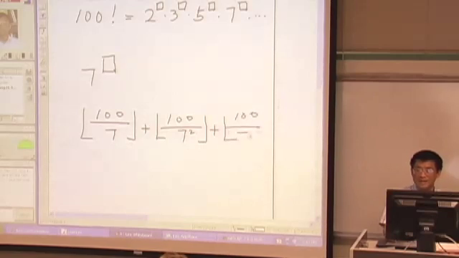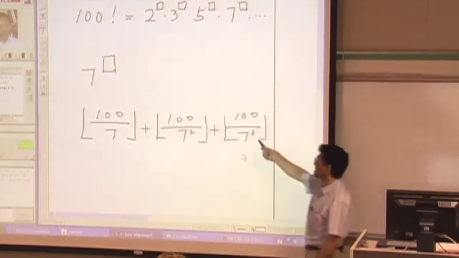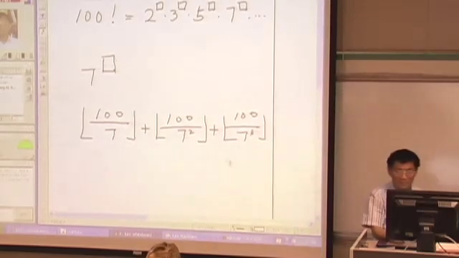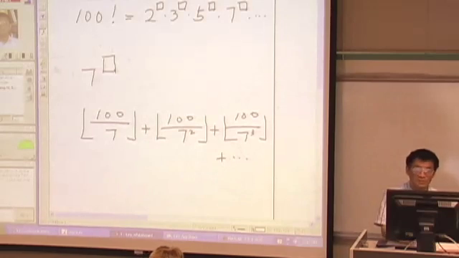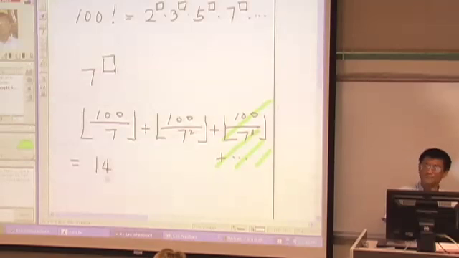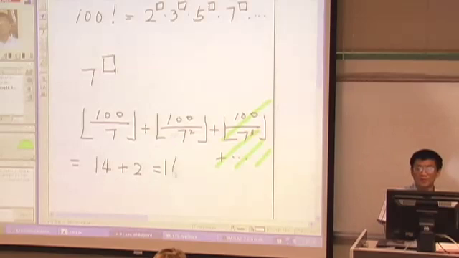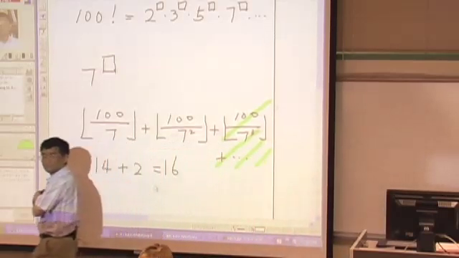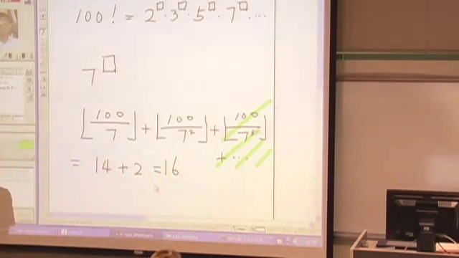But already, as you can see, 7 cubed exceeds 100. So we don't need this term at all. The following terms from this position are all 0. The only thing that you need to worry about is this. 100 divided by 7 is 1, and then about 34, and then this divided by this is about 2 point something. So there are a total of 16 7s. So no matter what factorial is given, you can always determine the power.